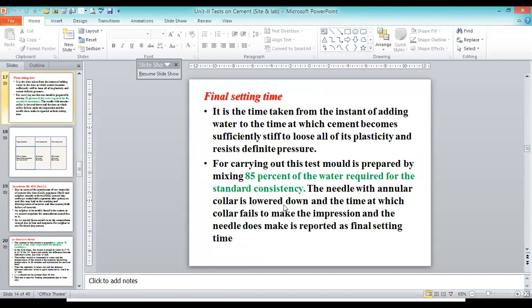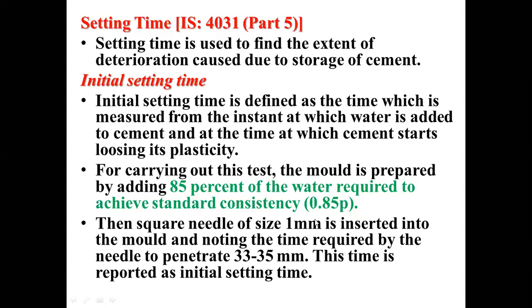For the initial setting time, the water content we have to use is 85% of the water required to achieve standard consistency, that is 0.85 P. So 0.85 times the consistency. Suppose you got a consistency of 27%, then it is 0.85 times 27% of the weight of the cement. That much water should be added to the weight of the cement, and we prepare the sample, and we use the needle here. We use the needle and you have to see the penetration.